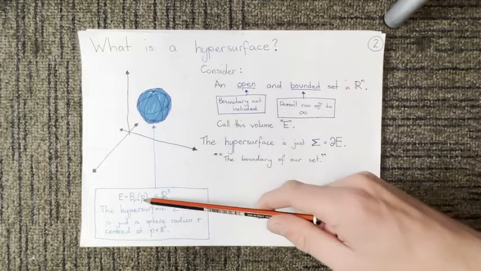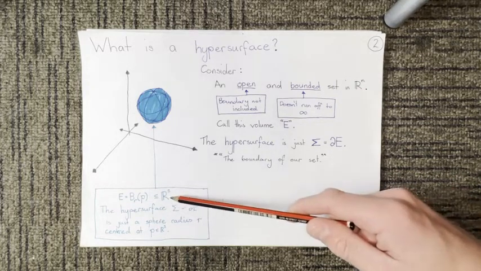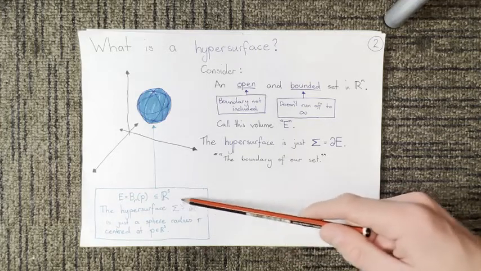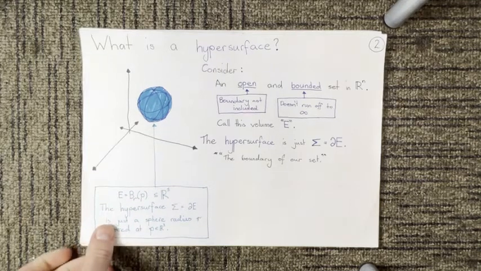A particular example is we take a ball, so that's filled in the middle, a subset of R3, and that's what our E is. And then our hypersurface is the sphere. So like the crust of the ball or the boundary, or whatever you want to say.